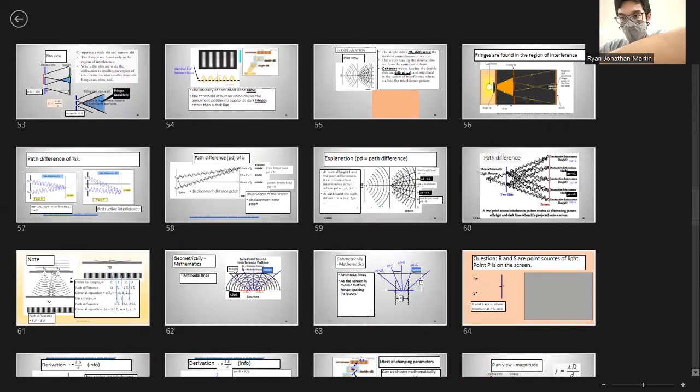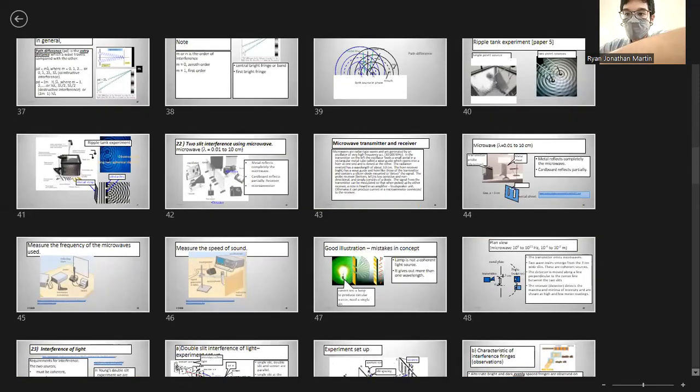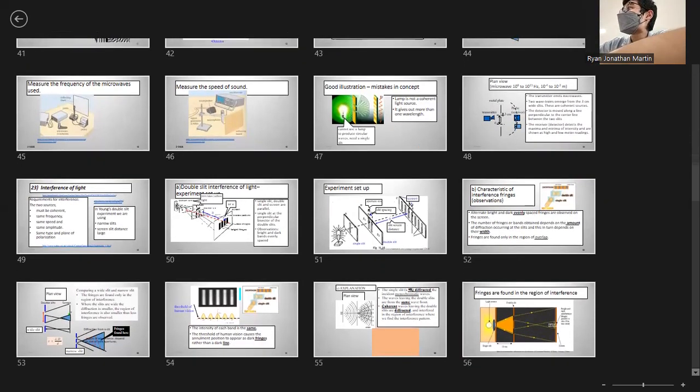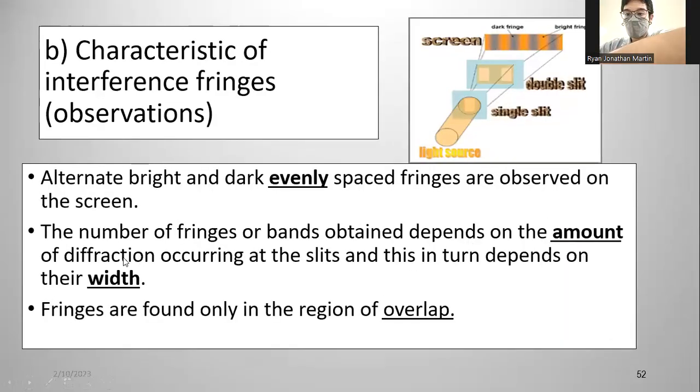Where did we stop? Okay, we stopped here previously.